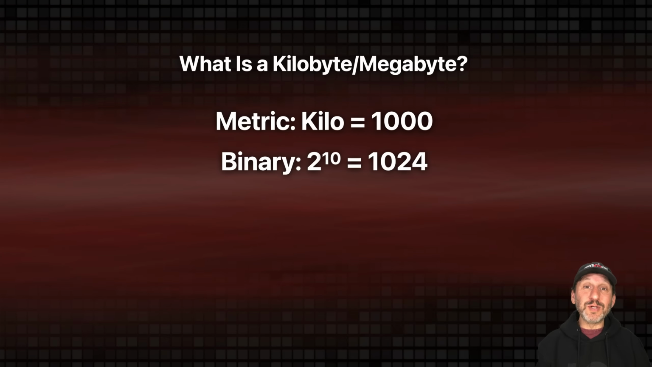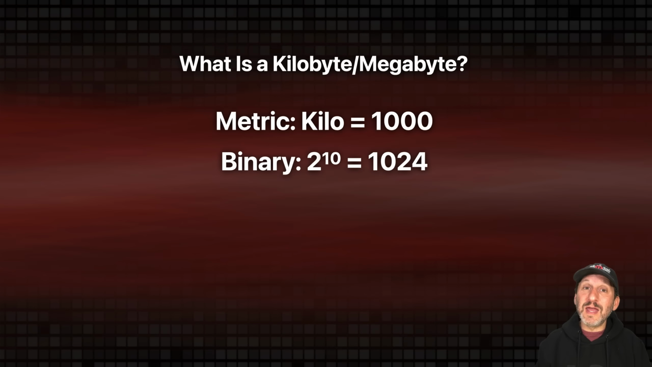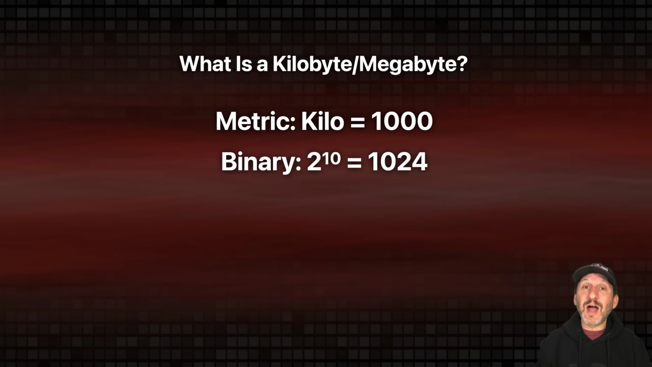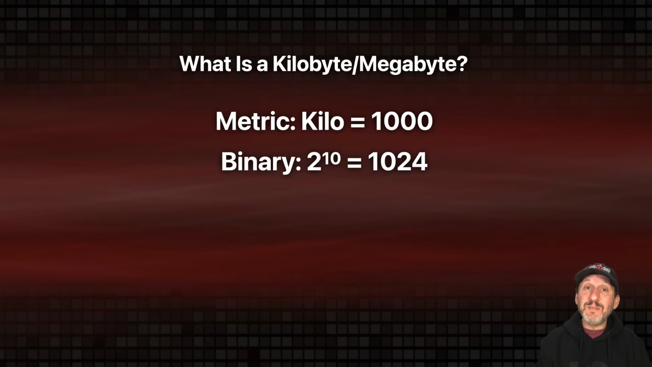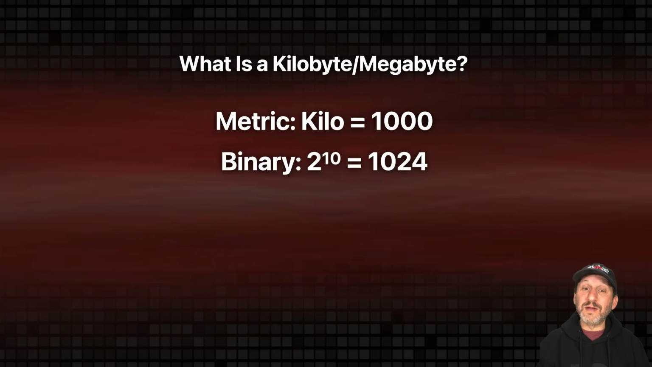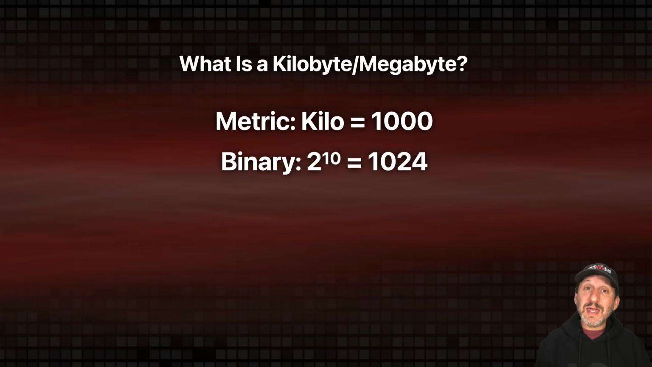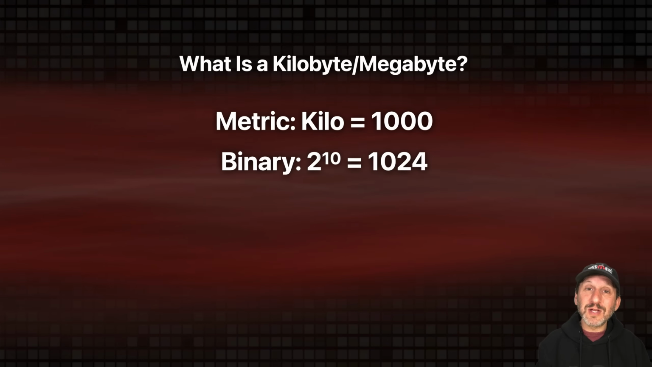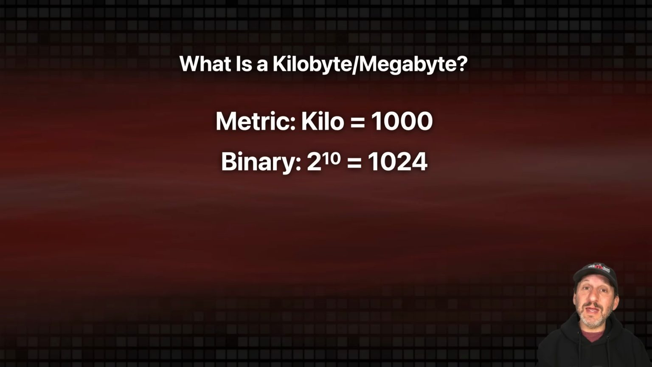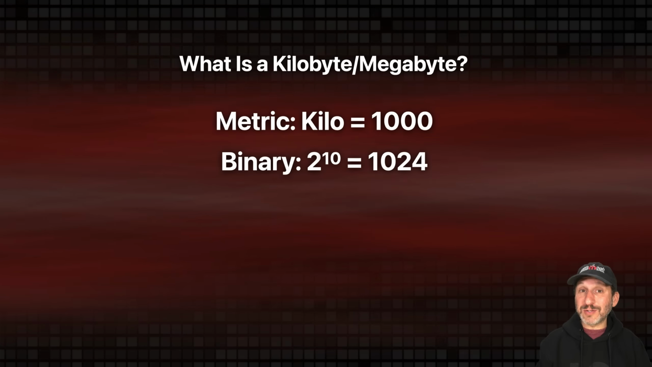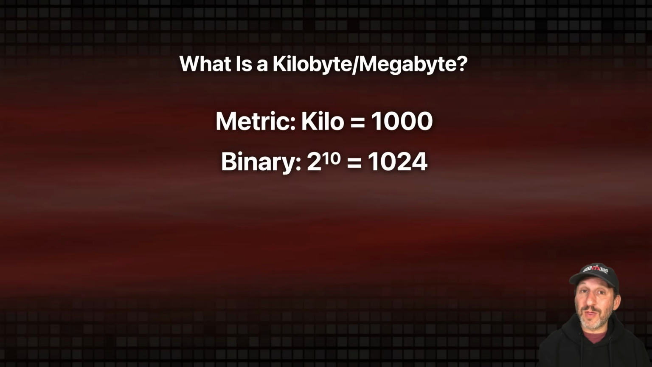So it was useful, especially when computers were just starting, to have programs written and chips designed around binary numbers. The binary number 2 to the power of 10, or the equivalent to 1 followed by 10 zeros, is 1024, which is really close to 1000. So a convention came to be where a kilobyte was defined as 1024 bytes, not 1000 bytes.